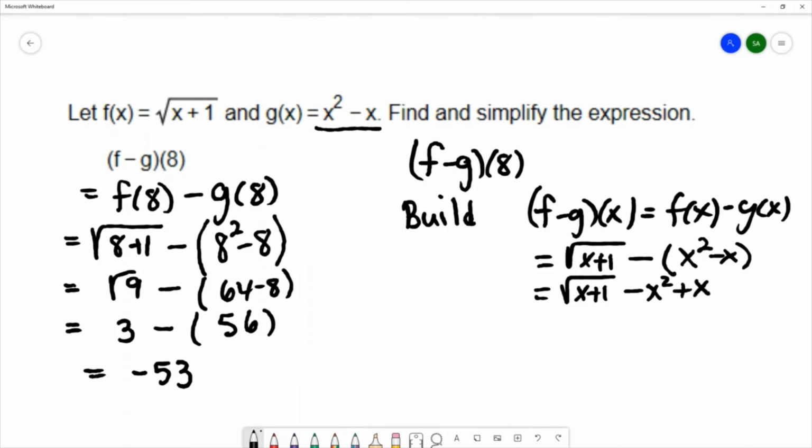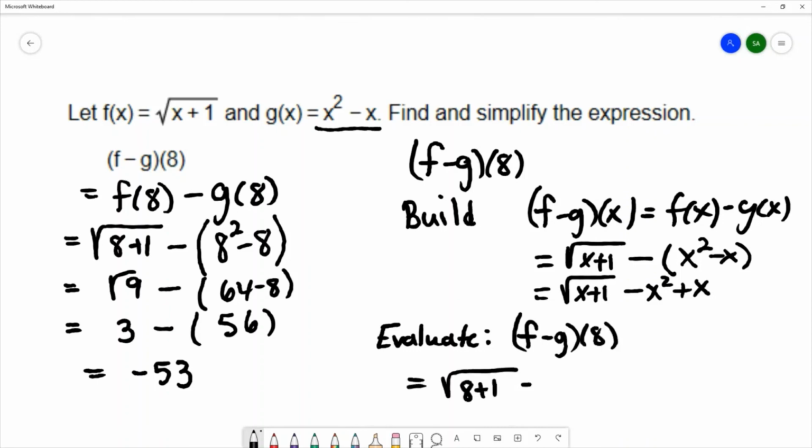And so we've found the function f minus g, and then you would evaluate by substituting 8 into that function. F minus g of 8. That's square root of 8 plus 1 minus 8 squared plus 8.